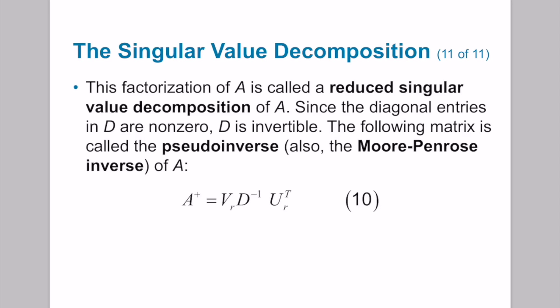Okay, so this is almost the last part. Suppose we have the reduced form of SVD of A, U_R, D and V_R transpose. Okay, so A is an m by n, and the rank of A is r, and this U_R is m by r, and what about D? D is r by r, right? And then this guy is r by n, right?